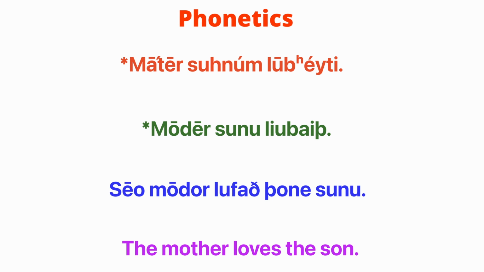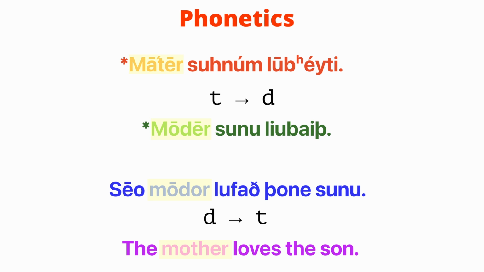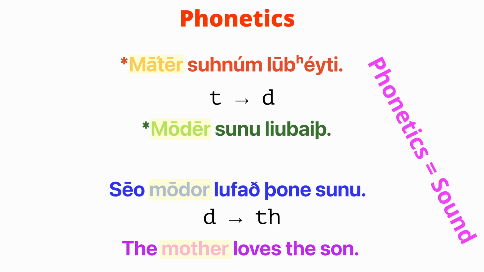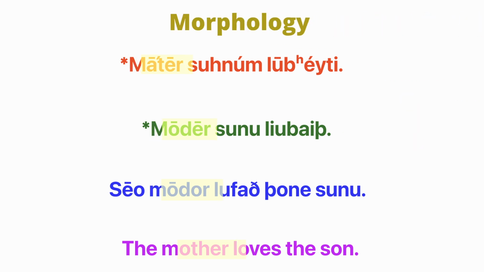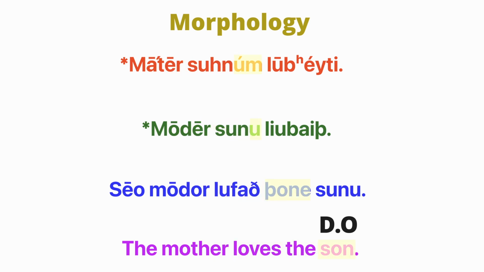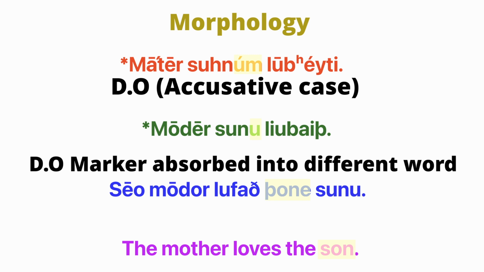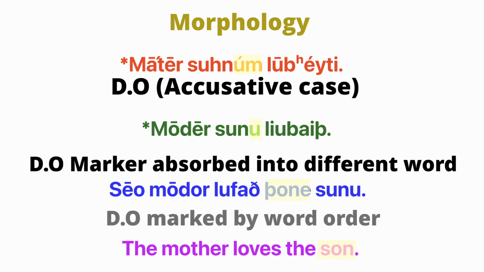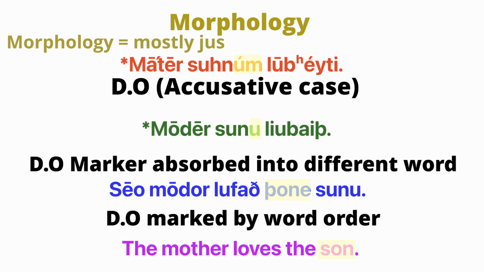Let's start off with phonetics. Look at this word across these languages. Notice how the T changed to a D, and then the D changed to a Th. Phonetics is essentially just sound. Next is morphology. In the English sentence, son is the direct object, and earlier, a suffix used to tell you that. That switched to a separate word, and finally just word order. Morphology is mostly just affixes, which are suffixes and prefixes.